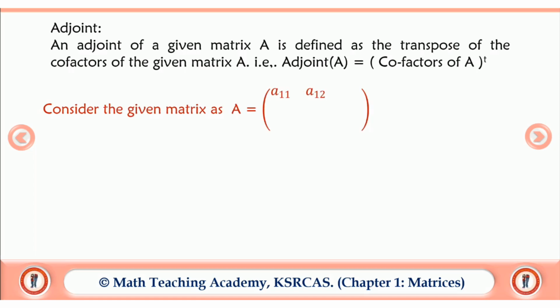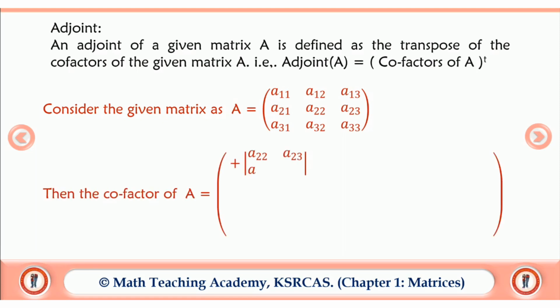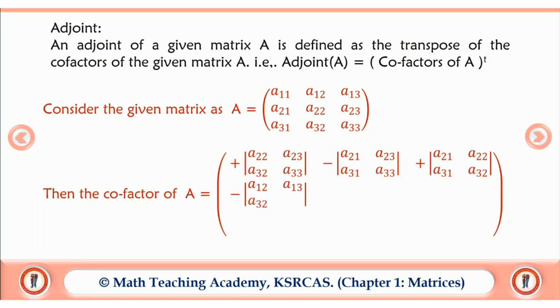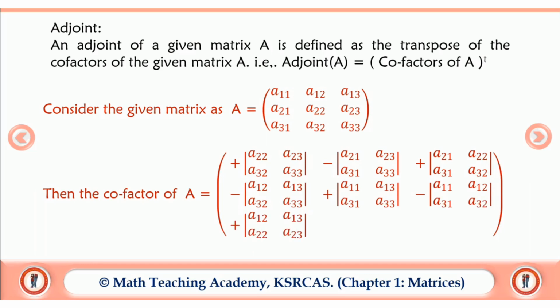Consider the given matrix A equal to A11, A12, A13, A21, A22, A23, A31, A32, A33. This is a given matrix. Then to find the cofactors of A, what you have to do is find its cofactors with the help of the minor of every element of the given matrix A. So this is the cofactor of the given matrix A.